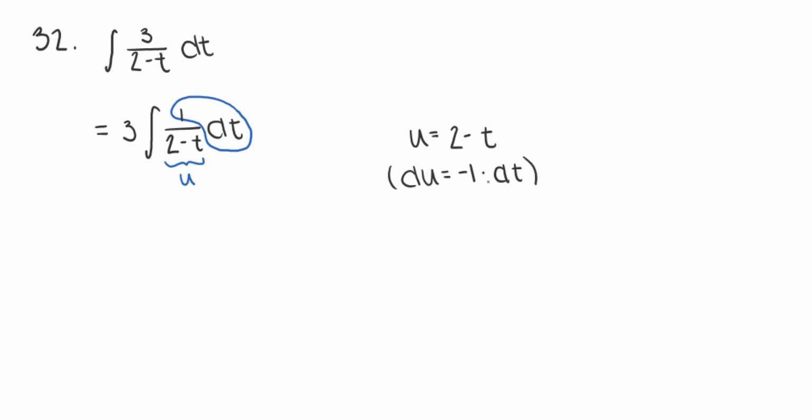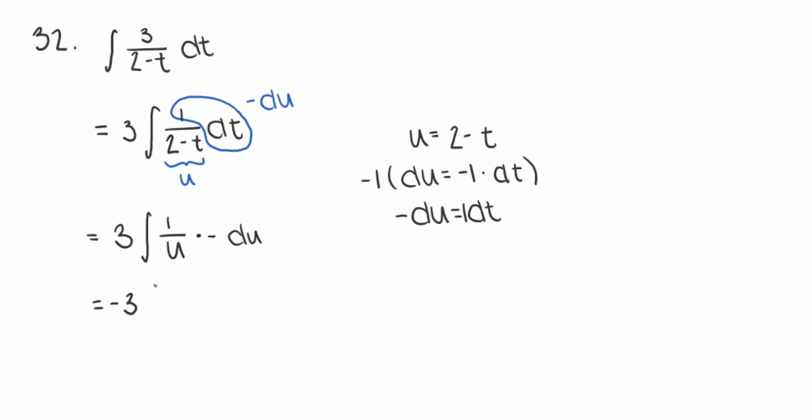And we can just multiply this whole thing by a -1, get a negative du equals 1 dt. So now we have that is a negative du. So then we have 3 integral 1 over u times a negative du. And we don't really want that negative in there because it makes things a little bit more confusing. So we can just move that outside of the integral and then get 1 over u du.